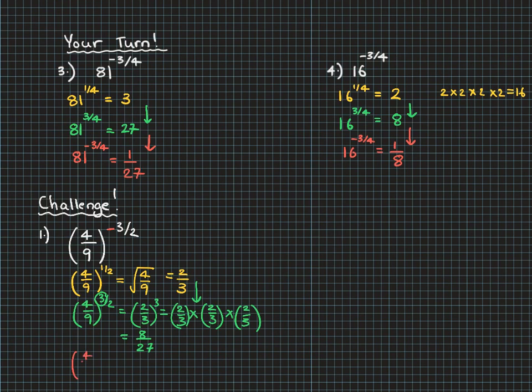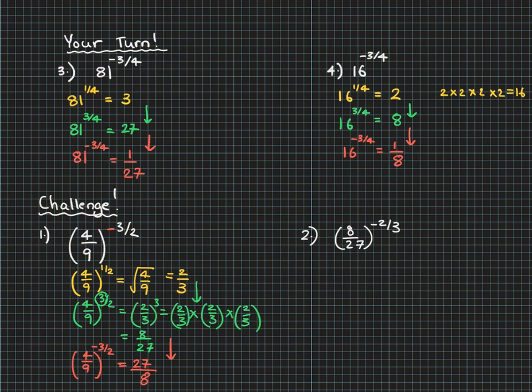And to finish off, what about the negative? So we're working out 4/9 to the power of negative 3 over 2. It means take this value that we worked out, take the reciprocal, it's 27 over 8. A lot to think about there. I'm going to write down one further challenge example, which is 8/27 to the power of negative 2/3.